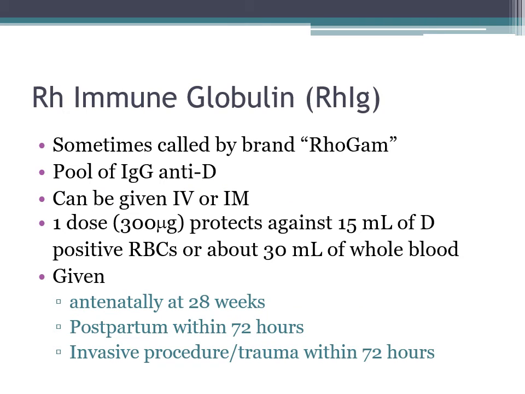So more about the Rh immune globulin, RHIG, sometimes called RhoGAM. It is a pool of IgG anti-D. This can be given by IV or intramuscular. One dose, or 300 micrograms, protects against 15 milliliters of D-positive RBCs, or about 30 milliliters of whole blood. This is given antenatally at 28 weeks, postpartum within 72 hours, and anytime an invasive procedure or trauma occurs, within 72 hours you want to give them a Rh immune globulin.